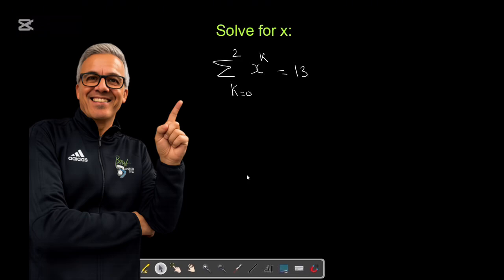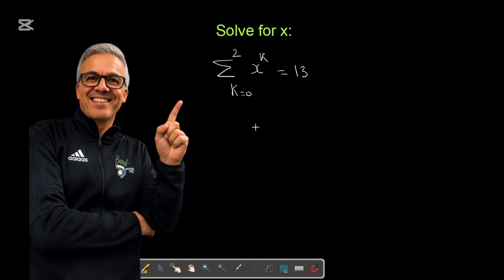Now, if sigma notation looks confusing, don't worry. It's actually very simple once we expand it. The symbol sigma, the Greek letter sigma, simply means sum. So what we are doing here is adding several terms together. The index k starts at 0 and goes up to 2. So we substitute the values of k from 0 all the way to 2.